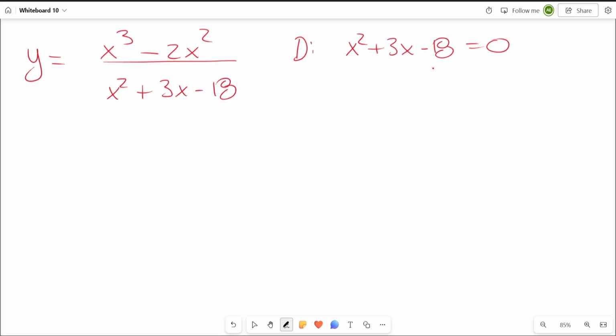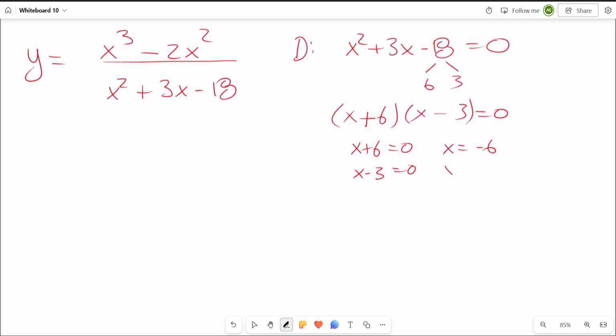So over here, I can solve by factorization. I need 2 factors of 18 that will subtract to 3. These are 6 and 3. I will have my brackets x, I'll have a 6 and a 3. The greater value takes the middle sign, so this is going to be plus, this is minus, equals 0. So I have x plus 6 equals 0, which is going to give me x equals minus 6. I'll have x minus 3 equals 0, which is going to give me x equals positive 3.